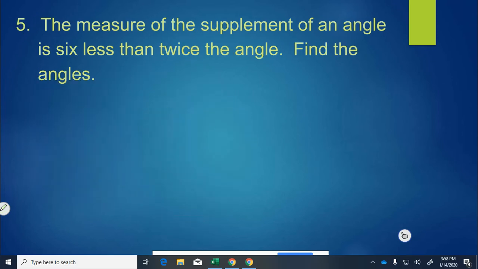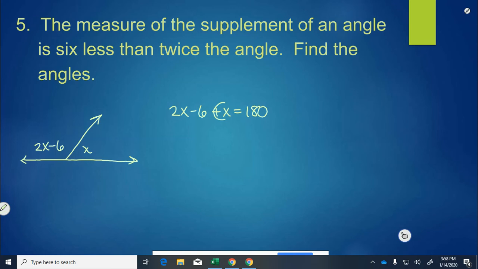Number 5. The measure of the supplement of an angle is 6 less than twice the angle. So now we have supplementary angles. So we're going to draw a straight line and split it. The supplement of an angle is 6 less than twice the angle. So let's make this x and this 2x minus 6. Together they add up to 180. So that's 2x minus 6 plus x equals 180, or 3x minus 6 equals 180.